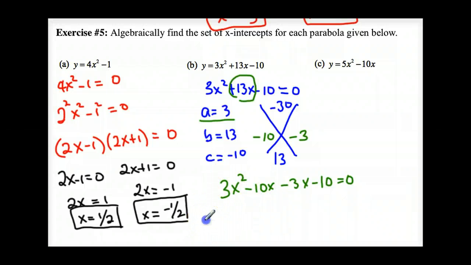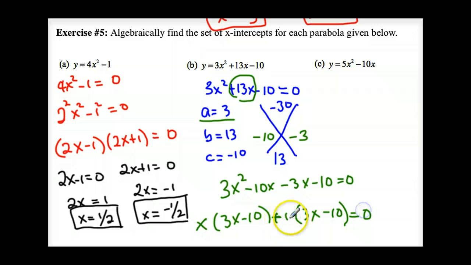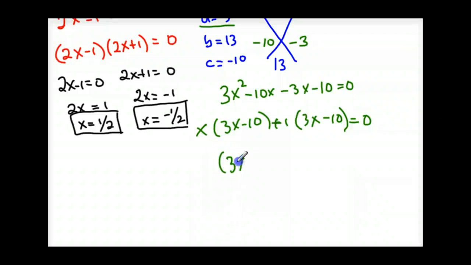Factor, what do these have in common? An x, so I'm left with 3x minus 10. These have nothing in common, so they have a 1 in common. They have a positive 1 in common, sorry. Minus 10 equals 0. Remember, if I had this as a negative, a negative times a negative will be a positive, and I need to have a negative, so this has to be a positive 1 in common. So once they have that, 3x minus 10, same thing, and then it's x plus 1 equals 0.